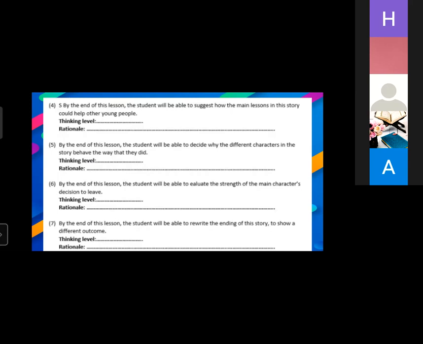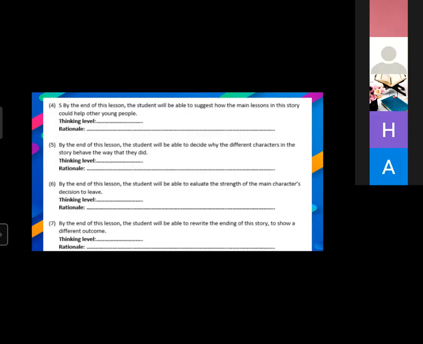Why creating? Because he mentioned suggest. Because they will make a new design of the story. Yeah, because they could help other young people. Not only do they just suggest and stop here, but we have to complete the objective, because they could help other young people. So they turn it into action, so it could be applying as well, Miss. Yeah, and of course it could be applying. So here it could be applying and creating when they help other young people.